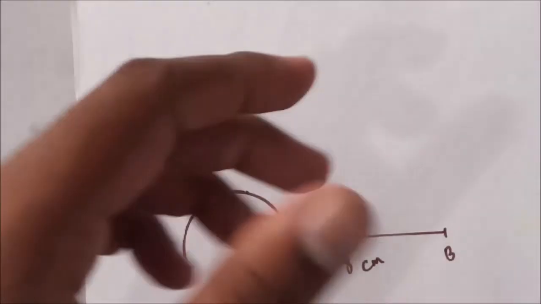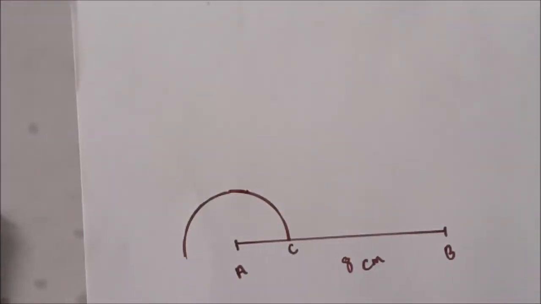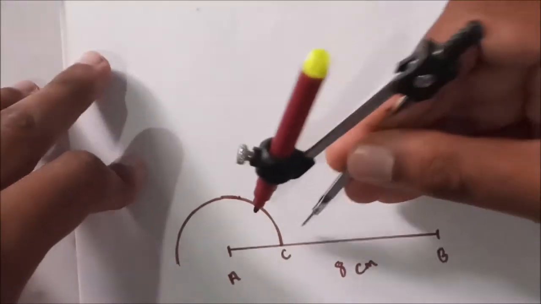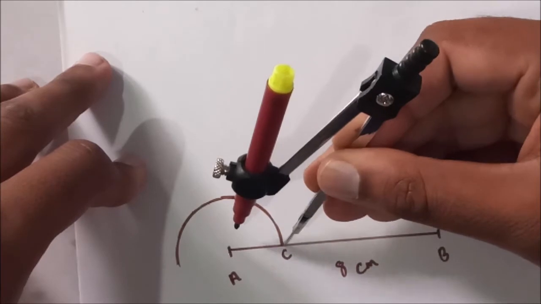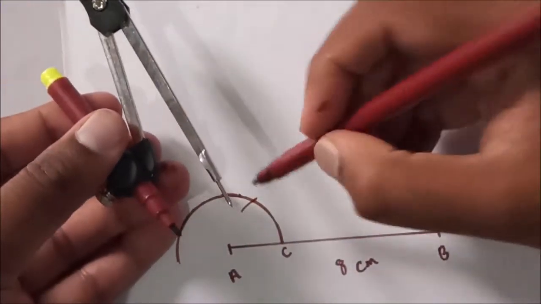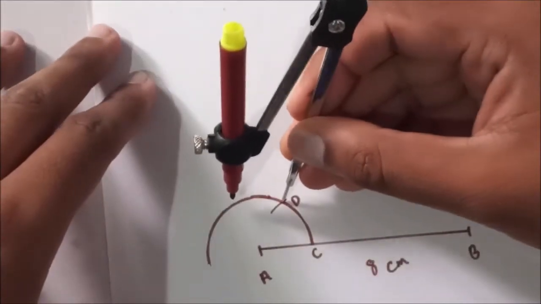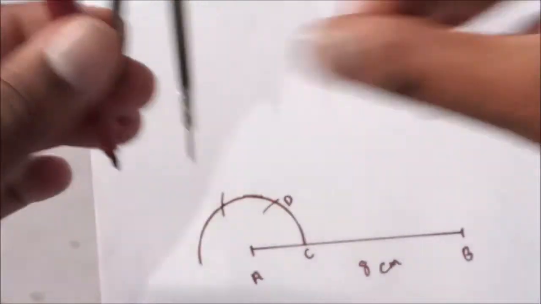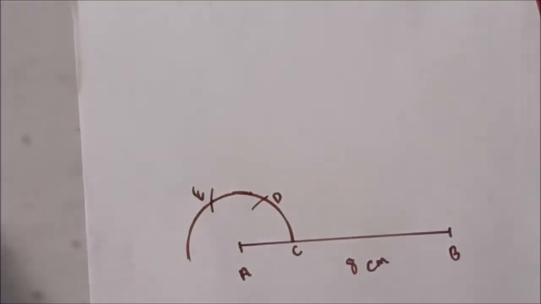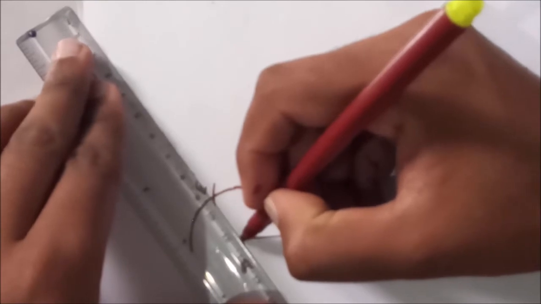Okay, from this arc, mark this point as C. Now from C, draw an arc, and mark it as D. From D, draw an arc and mark it as E. Now join A and E.